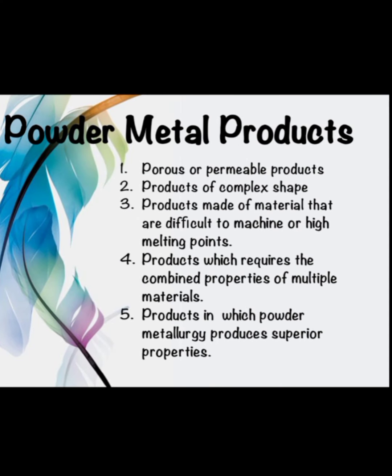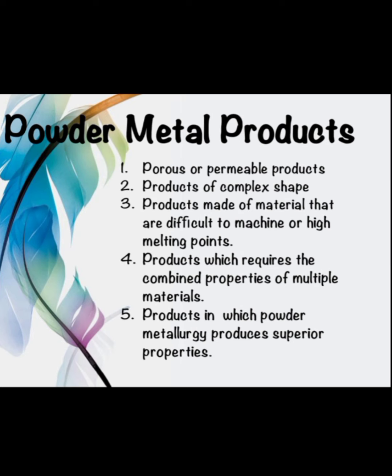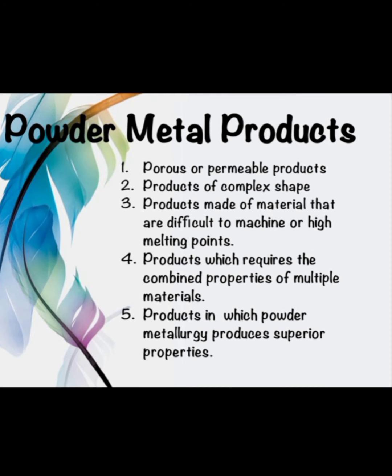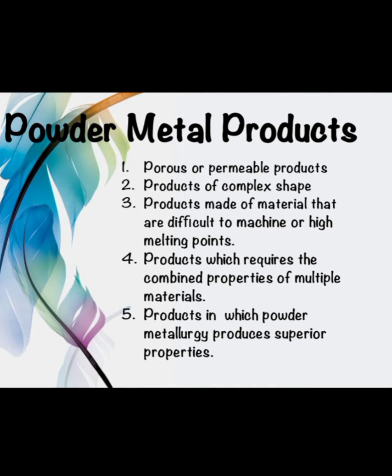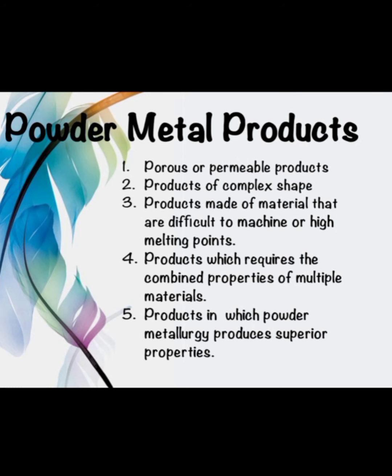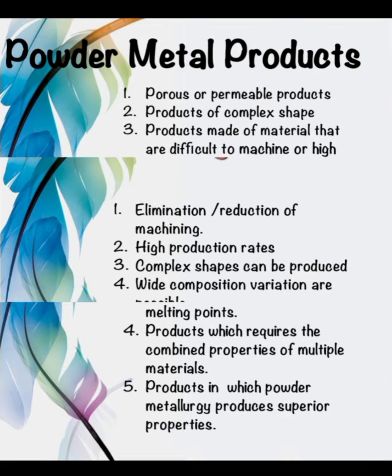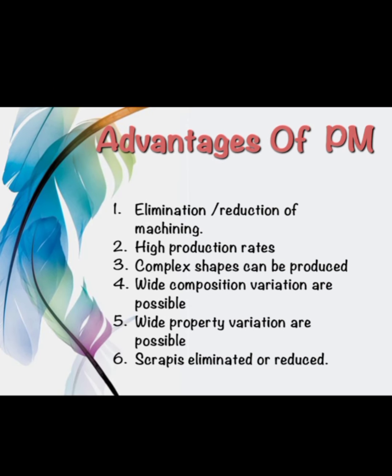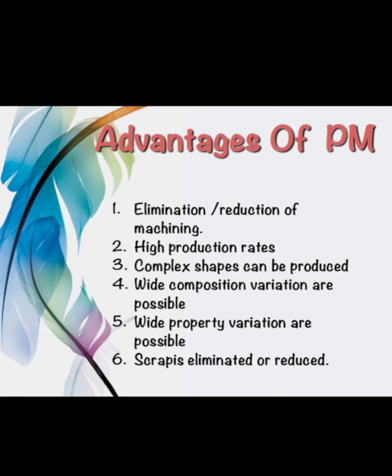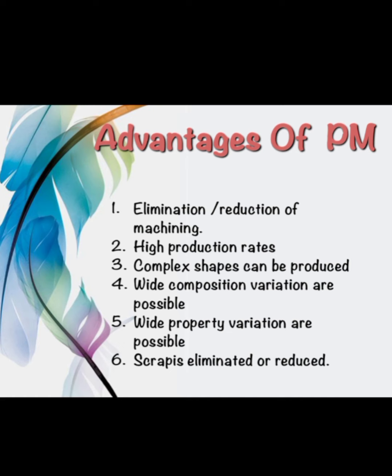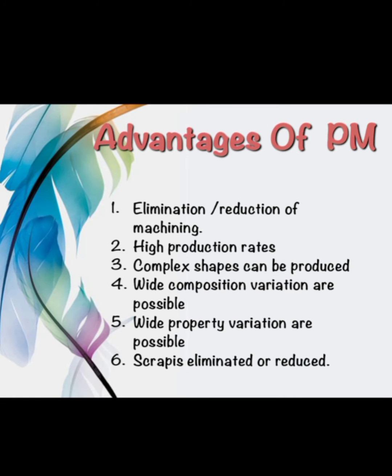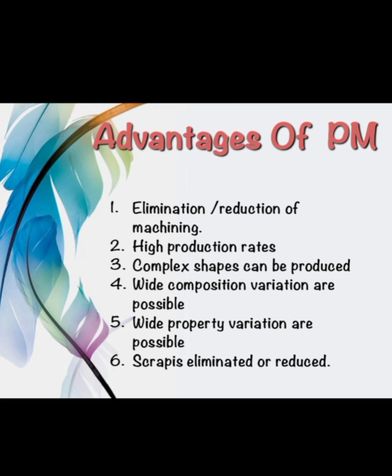Powder metal products: products of complex shape, products which require the combined properties of multiple materials, products in which powder metallurgy produces superior properties, etc. Let's see the advantages of the powder metallurgy process. Elimination or reduction of machining. High production rates. Complex shapes can be produced. Wide composition variations are possible. Wide property variations are possible, etc.